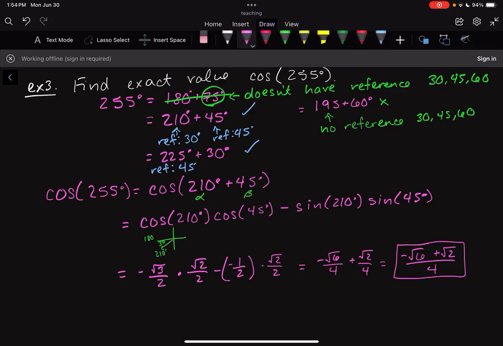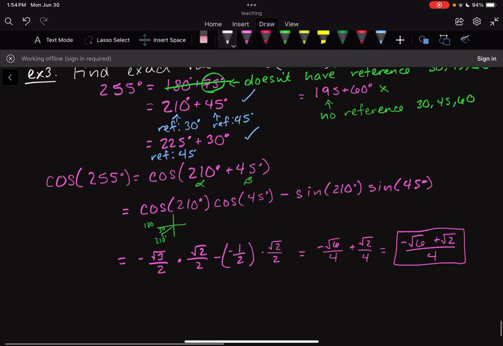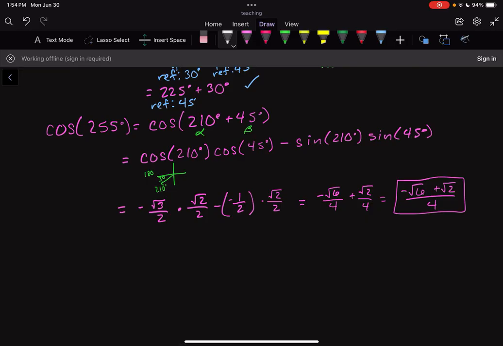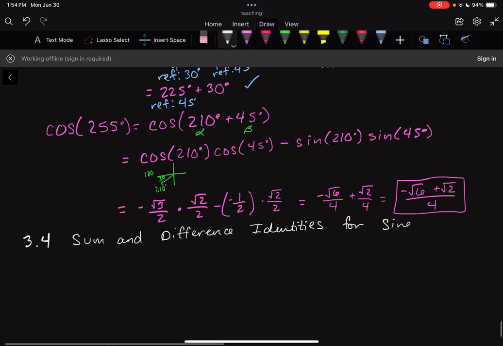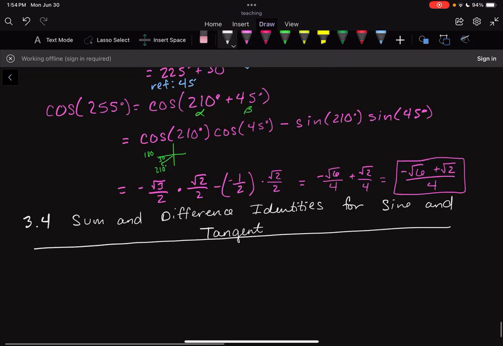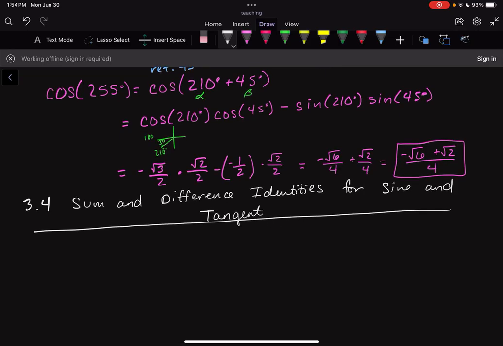So that's actually it for 3.3. So I am going to go ahead and do 3.4 as well. 3.4 is sum and difference identities for sine and tangent. So just more of those identities, but now we're doing them with different trig functions.